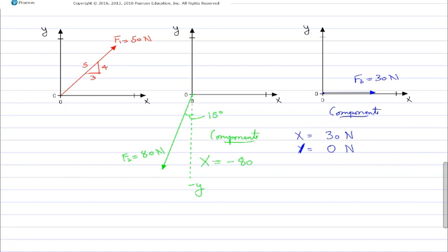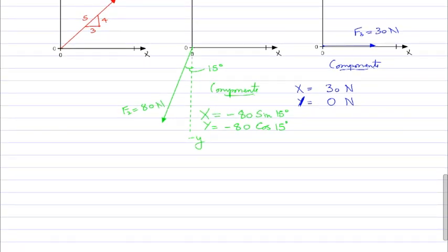Since the F2, or the negative y direction, shares the angle 15 degrees with F2, the y component will be the cosine. So remember, adjacent is cosine, opposite is sine. So this x component would be negative 80 sine of 15, and the y component would be negative 80, again, because the y is also negative, cosine of 15.